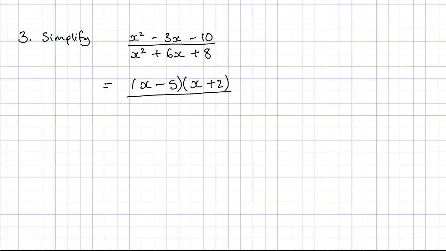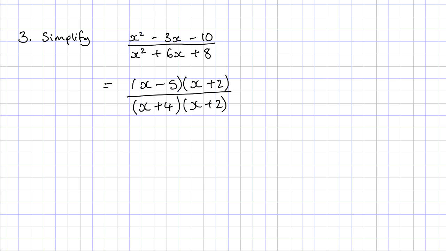Now in my denominator I have x squared plus 6x plus 8. So I need two numbers that multiply to give me 8, and they need to add to give me 6. I know that's going to be 4 and 2. So my brackets are going to be x plus 4 and x plus 2.